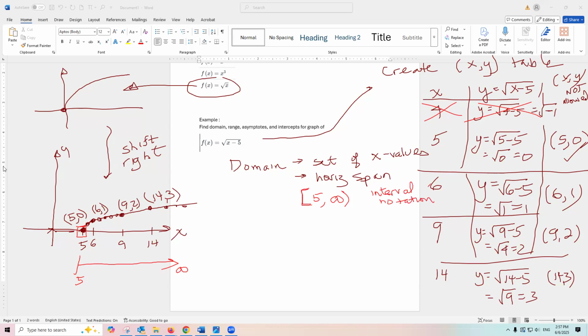All right, let me go to the range. The range is asking you, what is the set of y values on this graph?